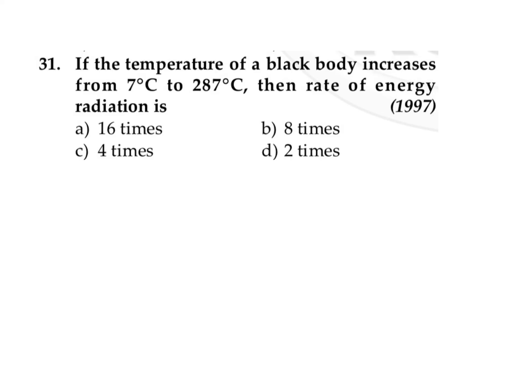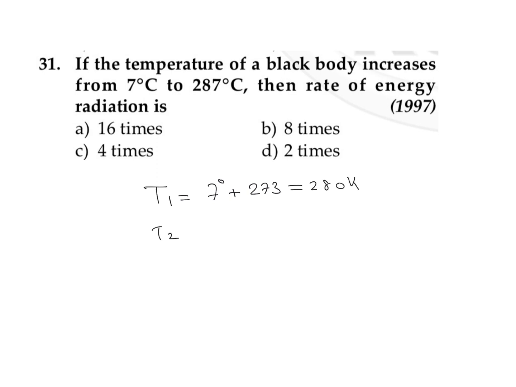If the temperature of a black body increases from 7 to 287 degrees Celsius, then the rate of energy radiation is. So we know that the temperature in the first situation is given as nothing but 7 degrees Celsius. So we can just convert it into the Kelvin scale by adding 273. So we'll get the answer as equal to nothing but 280 Kelvin.